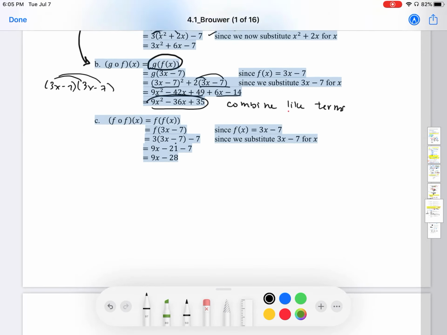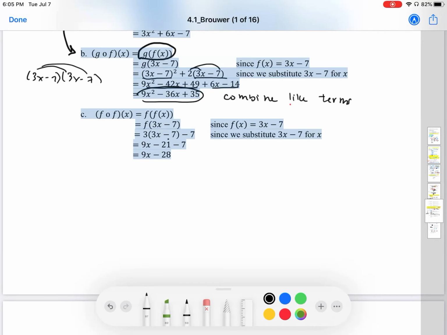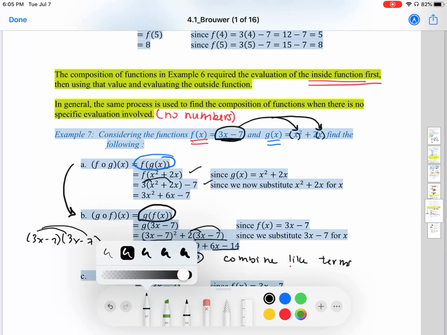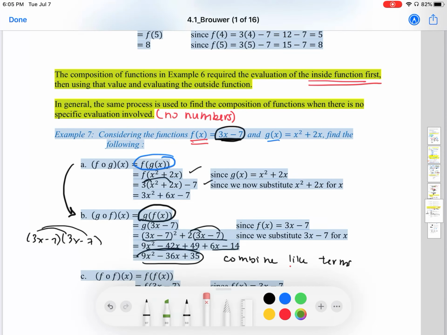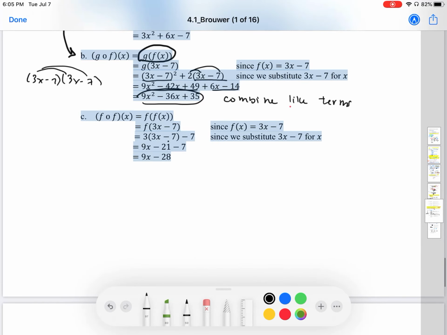We can even do something like C, f composed of f. So this means, let me try to guide you here. For my function f, for every x, I'm going to plug in the whole thing, 3x minus 7. So my function f, I'm going to put in 3x minus 7 for every x. So we just have the x there. We distribute the 3, and we combine like terms. So there's our answer there.